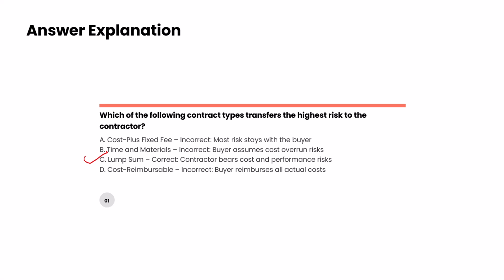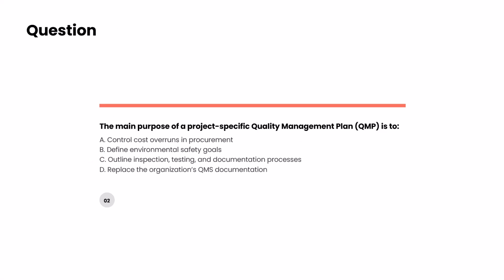Coming to the next question. Question number 2: the main purpose of a project specific quality management plan is to. Now we have 4 choices. Control cost overrun in procurement. I would say that's absolutely not related to this. I can straight away rule this out.